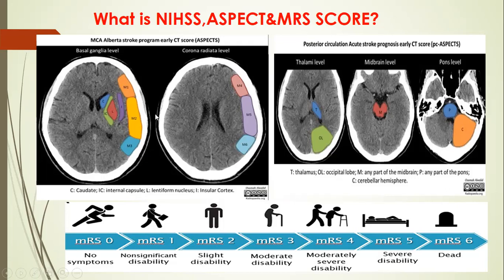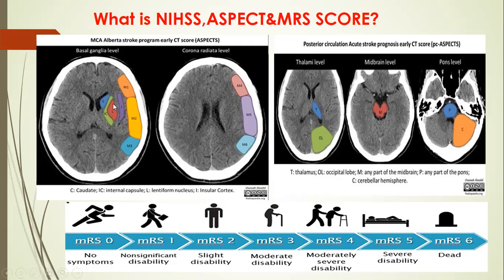If, for example, the patient is having an infarct in the caudate lobe, you need to subtract that number from the total number. The total normal number is 10. If the patient is having a caudate lobe infarct, it will come under 1. So 10 minus 1 is equal to 9. This is the ASPECT score of the patient.